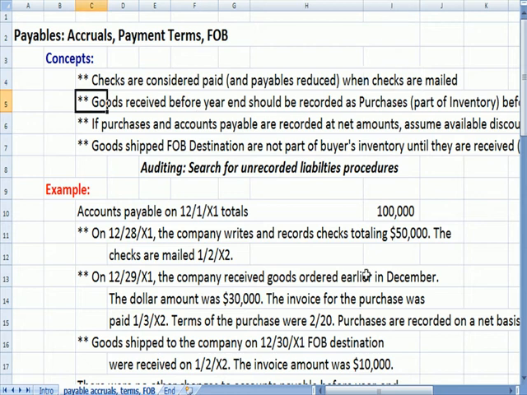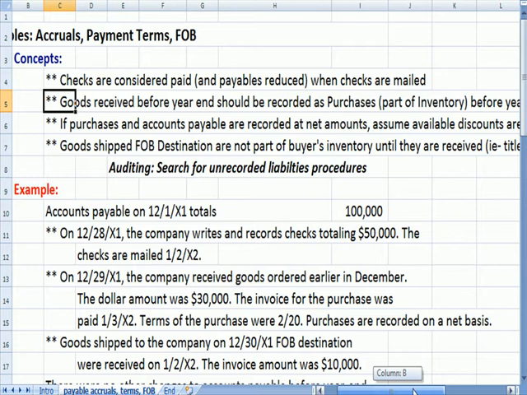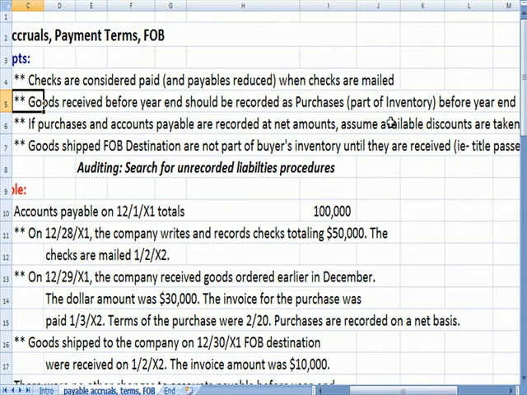Goods are received before year end and should be recorded as purchases, and purchases are an inventory account before year end. So if you get something on your shipping dock, it should be added to inventory and added therefore as a payable. If you record purchases and accounts payable at net amounts, that assumes that you take available discounts. And we'll see an example here where you're offered a discount. And if you record at a net basis, it's assumed that you take the discount.